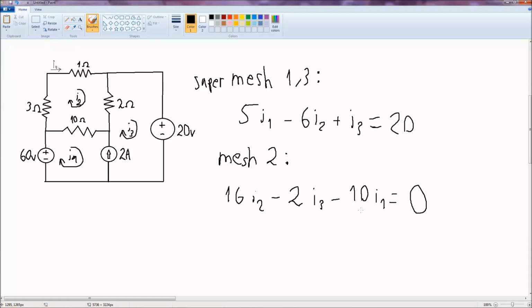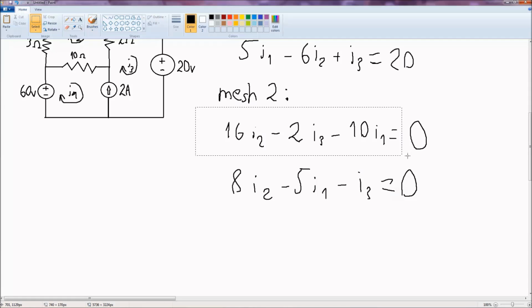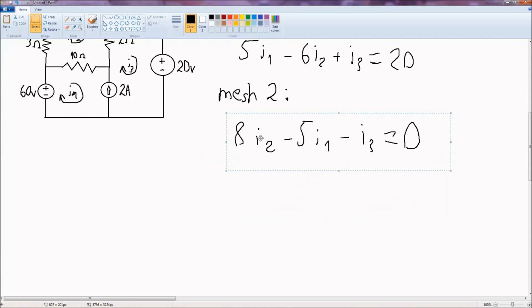0, and we can divide both sides by 2 again, and we will get something like 8 I2 minus 5 I1 minus I3. Basically I swapped these, no problem there. And we have the second equation down, and as you can see we have 3 unknowns.